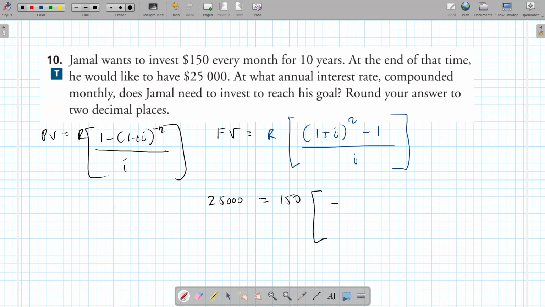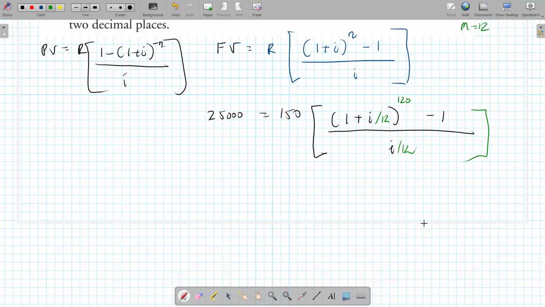What do we do with our I and our N values? Do we multiply them, divide them? For the I, because it's being done every month, you divide by 12. N, you would multiply by 12. So 10 times 12 is 120. There we go. This is our equation. It is not linear. How do we go about solving this for I?